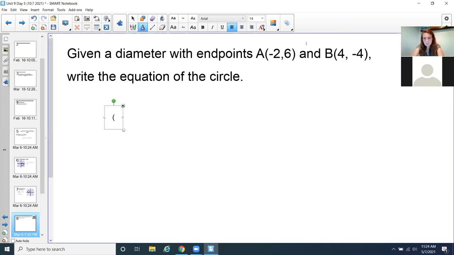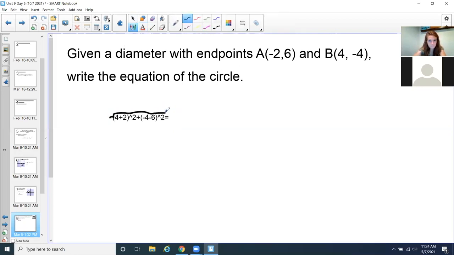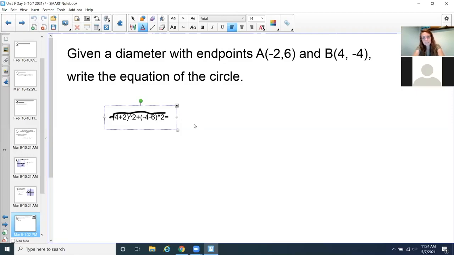Let's set that up. This is our first point. This is our second point. You guys know we're going to have 4 minus -2 squared plus -4 minus 6 squared. You can do this at your own pace and then put your answer in the chat too. I will go ahead and work this out here. Keep in mind, right now we're trying to find the diameter and then from there, get the radius.